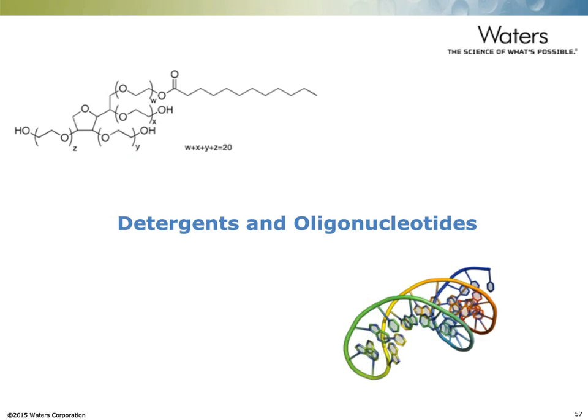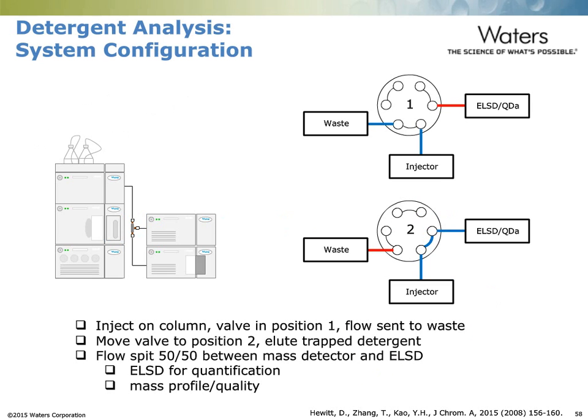So with that, I want to transition now away from peptides and glycans and give you some examples of different applications that we've seen the QDa be applied for. Primarily, I want to focus on the QDa application for doing detergent analysis and then briefly on some oligonucleotide application work that we've done recently. If we start first with the detergent analysis, I want to show you first the instrument configuration for doing this analysis. The work here was adopted from the literature reported by Harris and his coworkers.